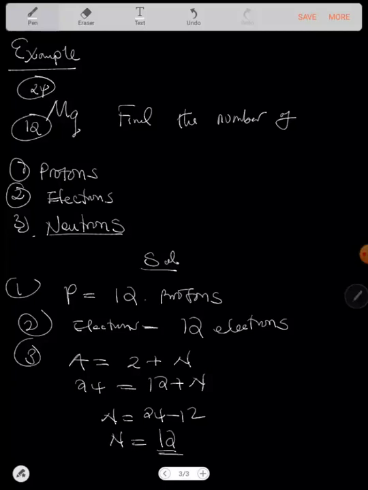But sometimes the mass number you are seeing here can be called the nucleon number. It's the same thing when they say mass number.